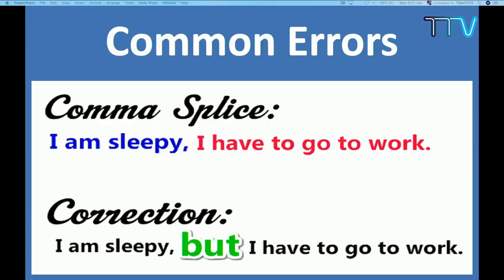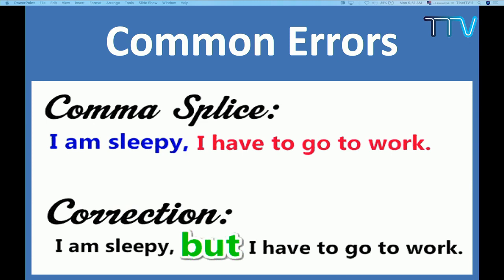Okay, yes. So common errors, comma splice. That is just an example. I'm sleepy, I have to go to work. So I am sleepy, I have to go. These two are contradictory. So instead of using a comma, we need one conjunction, because these two are totally complete sentences.